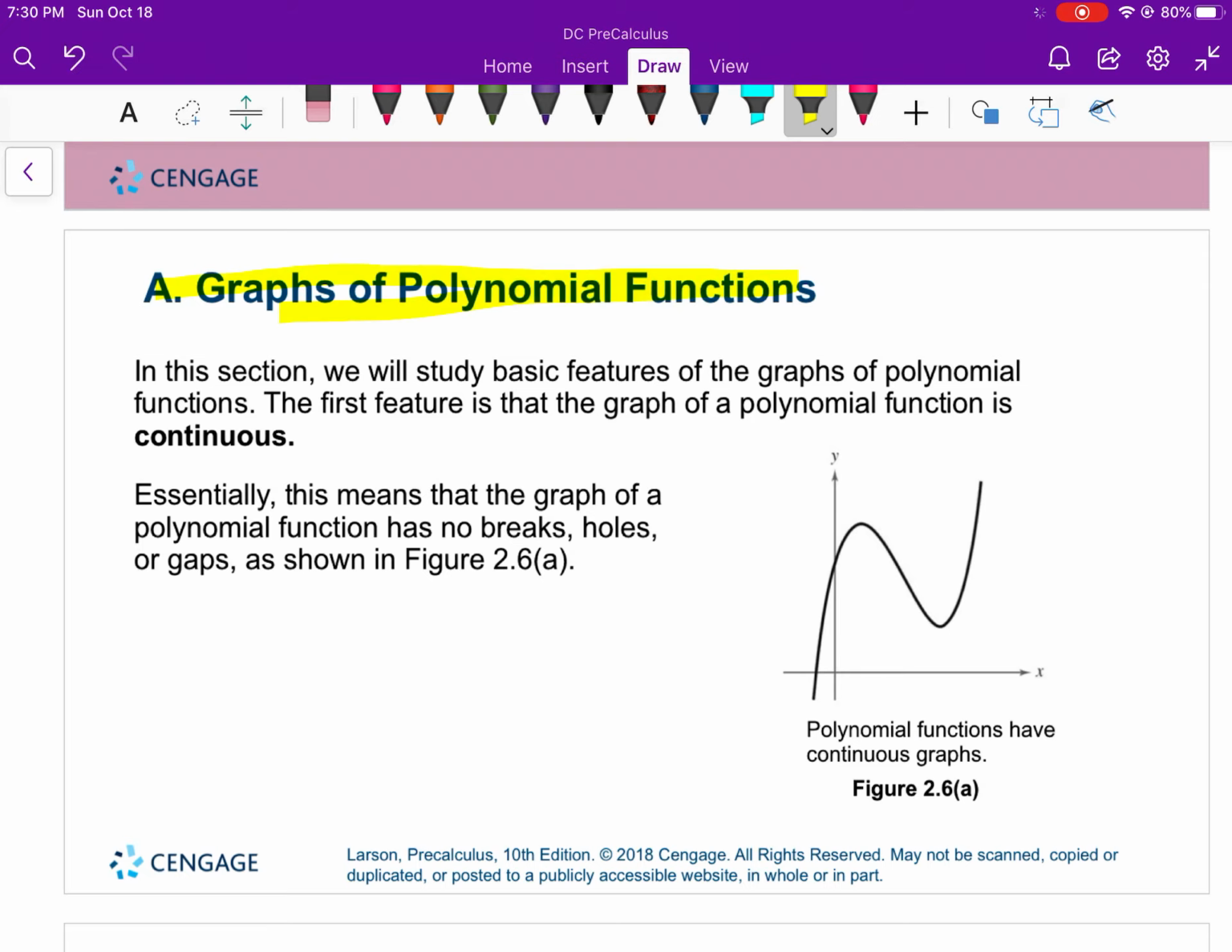First of all, polynomials are always continuous. So that means they won't have any breaks, holes, or gaps. You can basically trace it without lifting your pencil. So know that about a polynomial, they're always continuous.